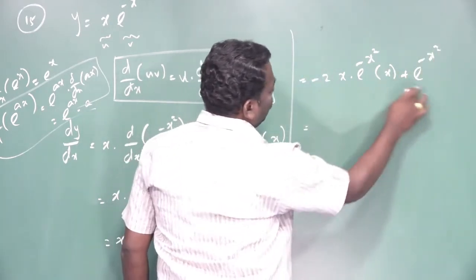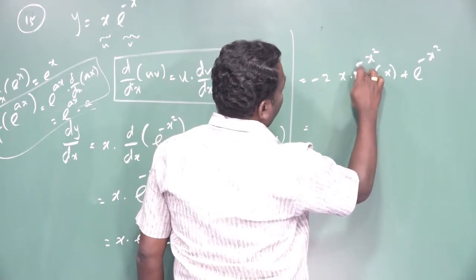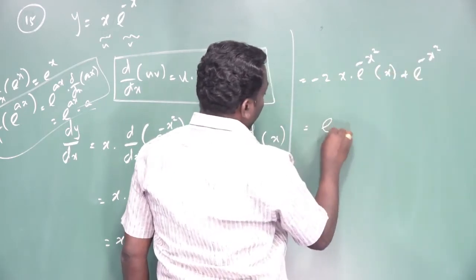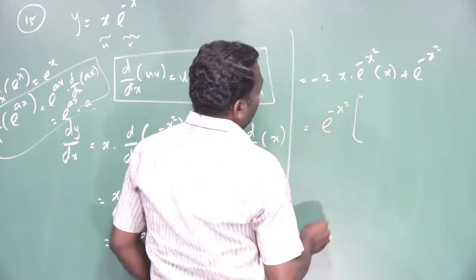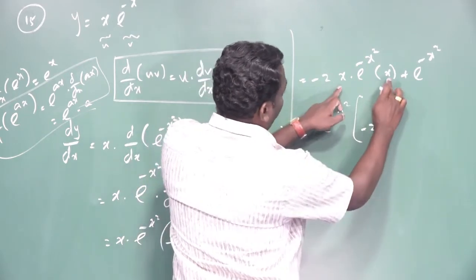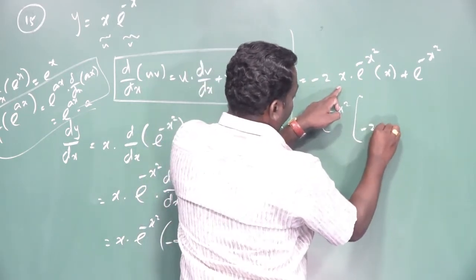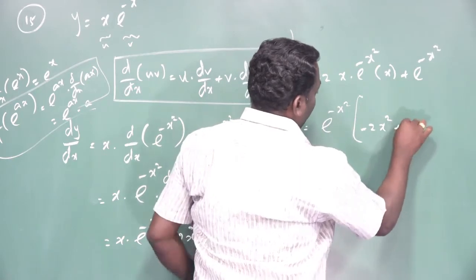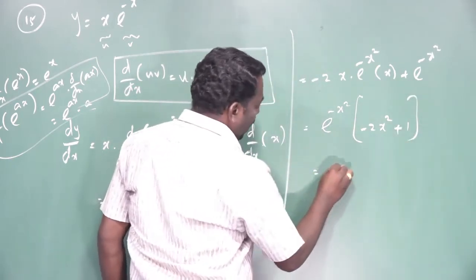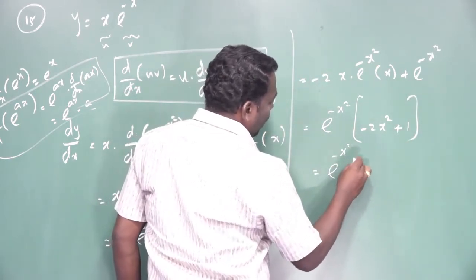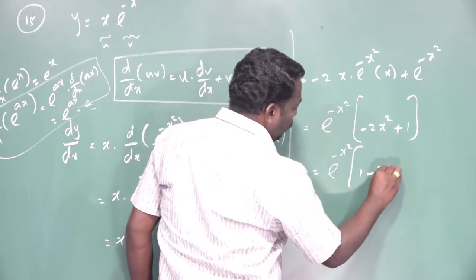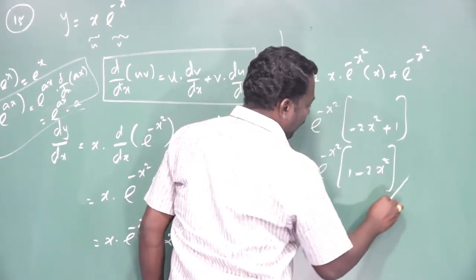In these two terms, e power minus x square is common, so we can take e power minus x square common. The remaining terms are minus 2 into x into x, that is x square, and then plus 1. That is equal to e power minus x square within the bracket, 1 minus 2 x square, and that is the final simplification.